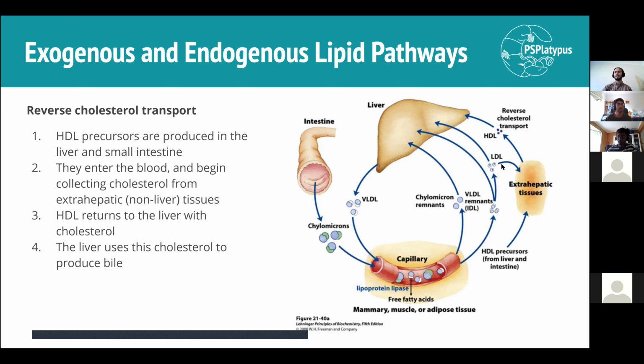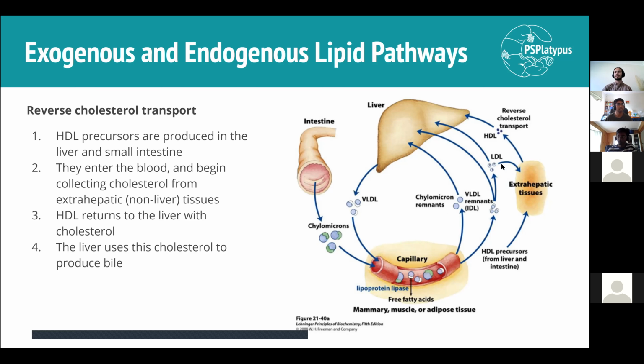High-density lipoprotein, as we could see in this table, is predominantly protein. It's mostly made up of, see this red protein. And its job is to return cholesterol to the liver. So high-density lipoprotein precursors visit the extrahepatic tissues. They collect cholesterol, and then they return to the liver with cholesterol.